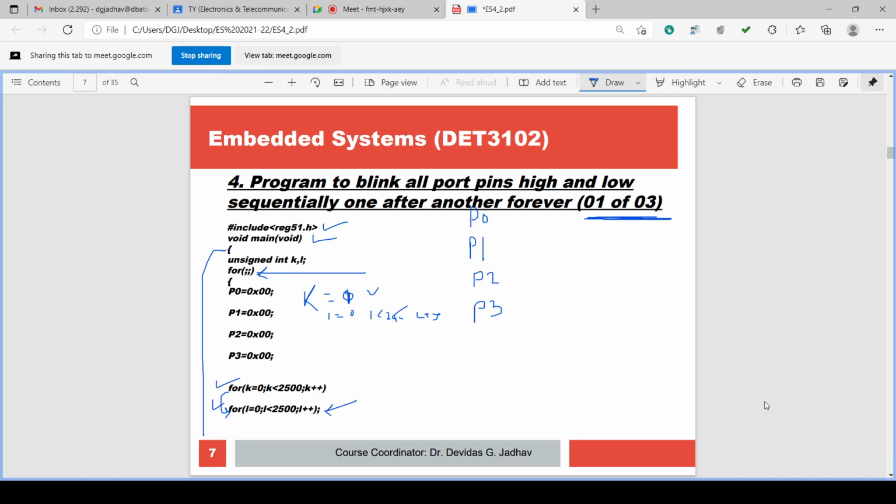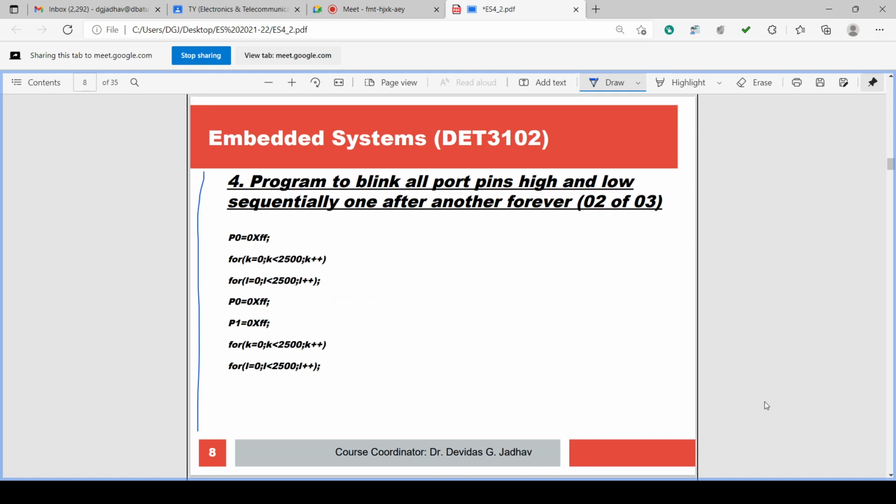Then after this much delay, all the port pins are low. This delay is provided. Then P0 is sent 0xFF. Okay, P0 is sent with 0xFF. P0 equal to 0xFF.